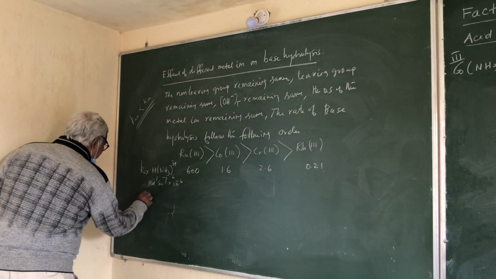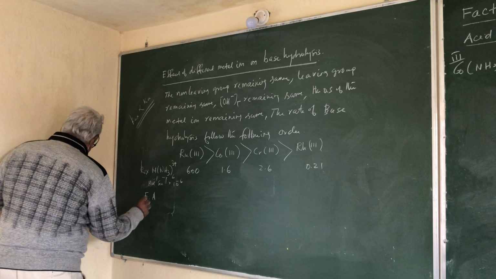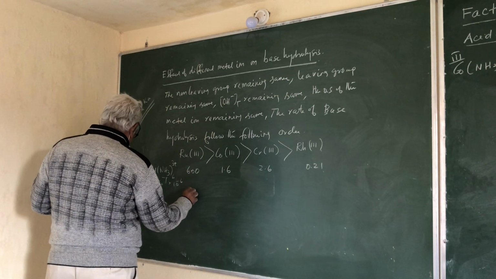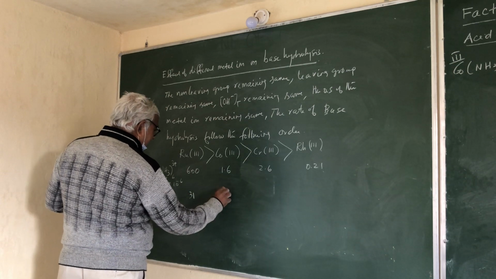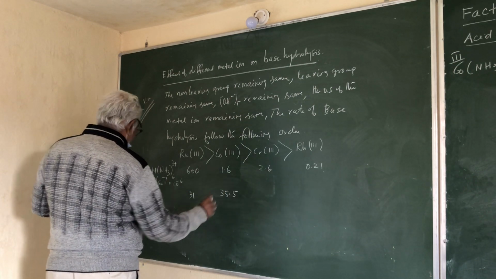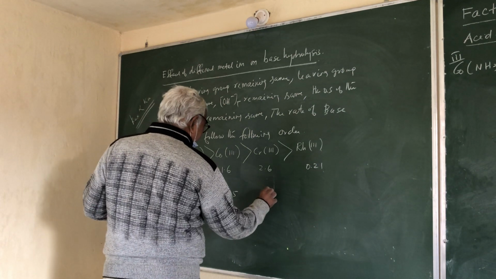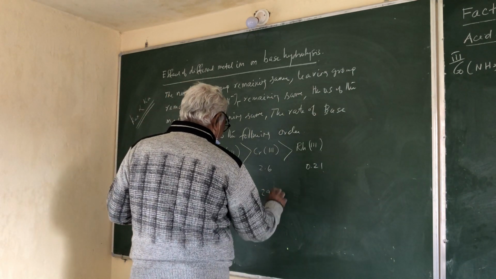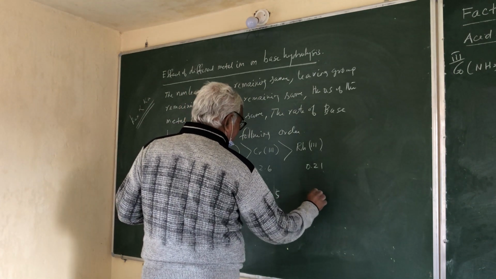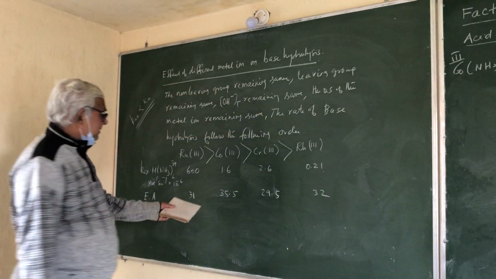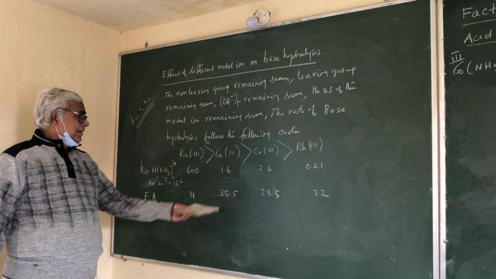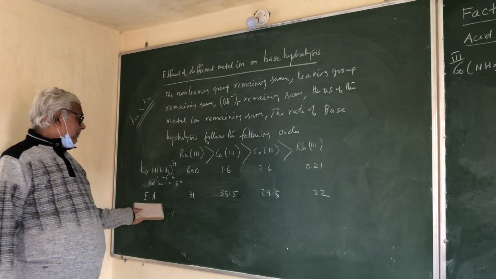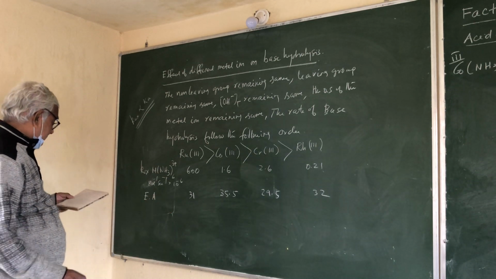Then electron affinity. The electron affinity values of the systems are 31, 35.5, 29.6, 29.5, 30. So electron affinity is favoring the cobalt 3 system. Where the electron affinity is higher, the rate of base hydrolysis will be higher.